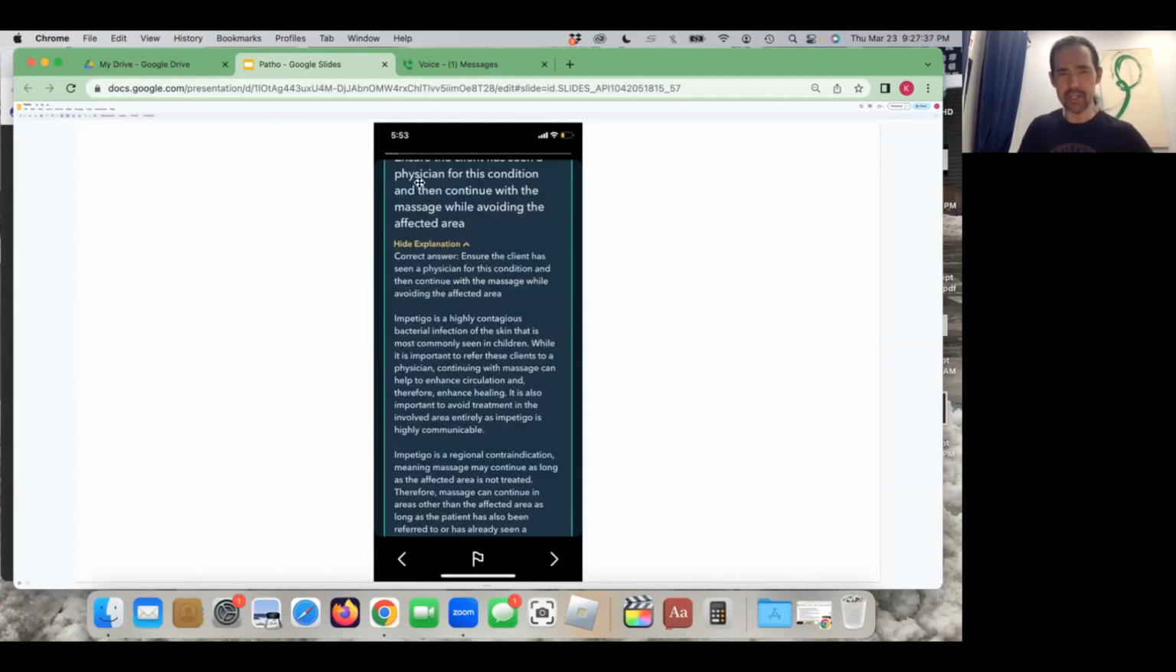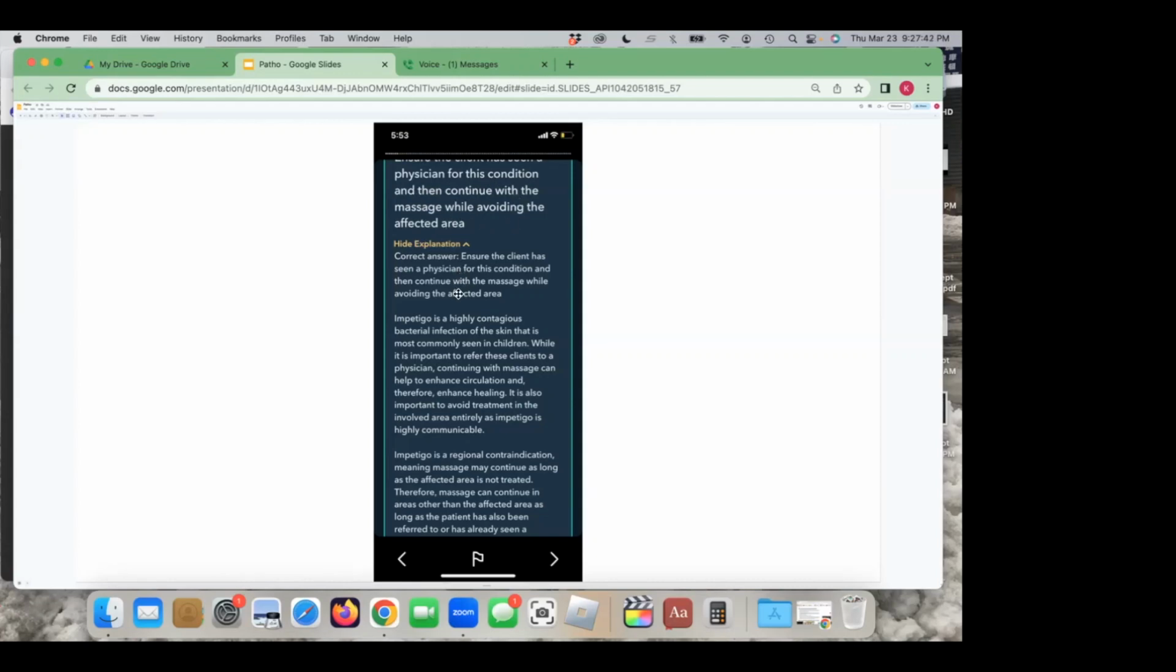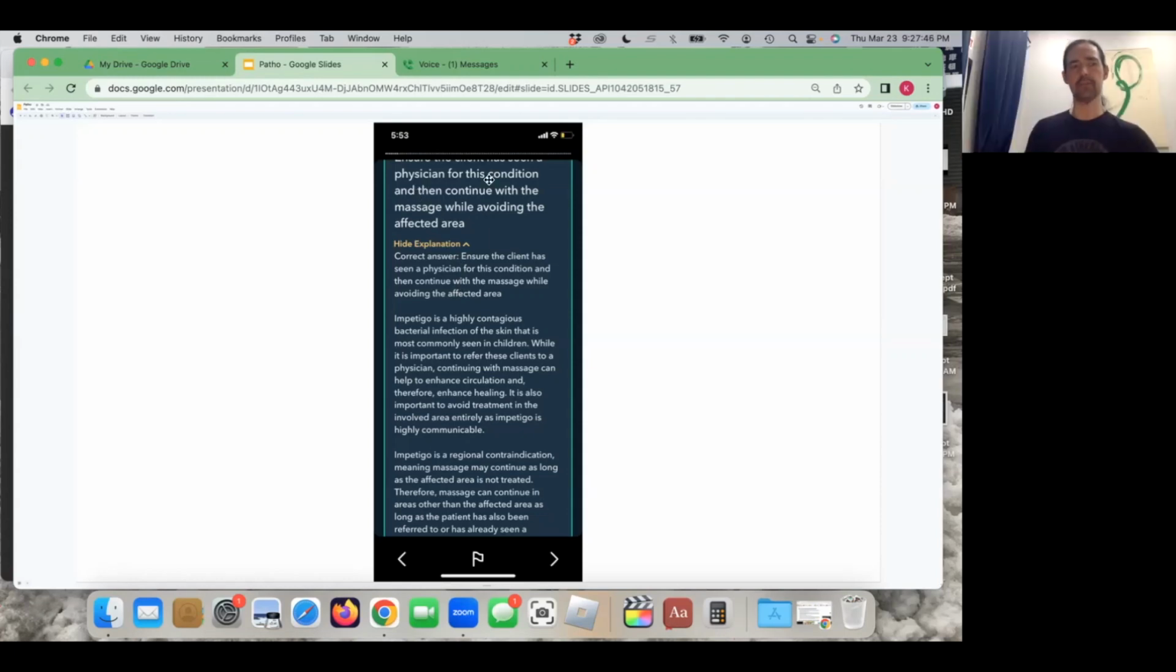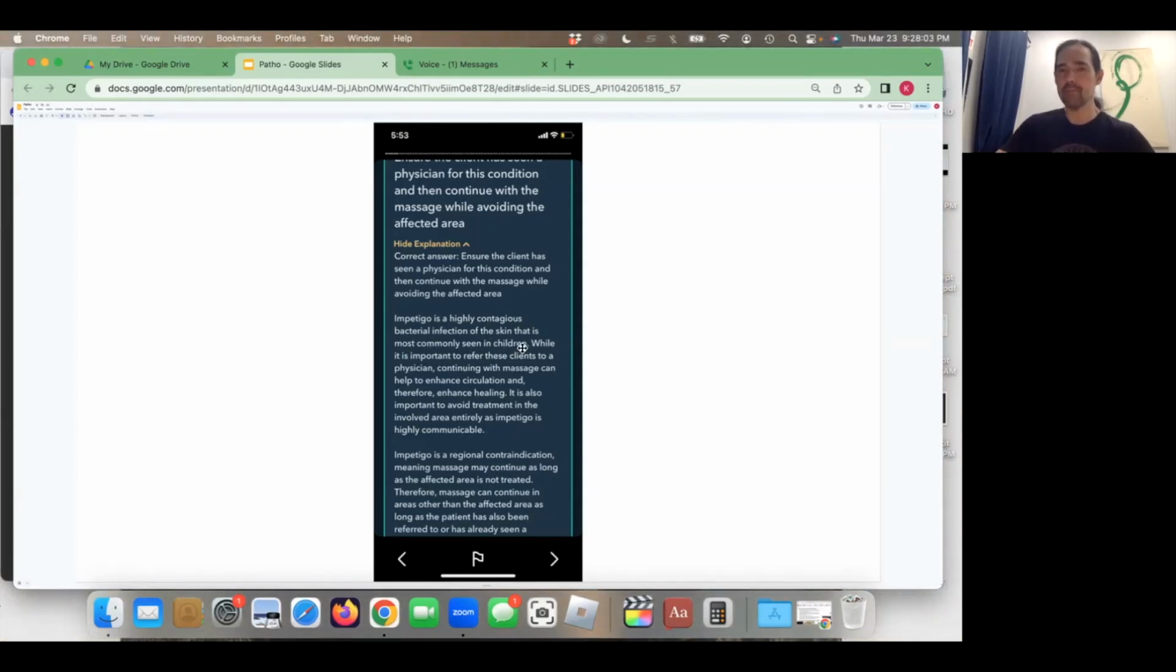ensure the client has seen a physician for this condition and then continue with the massage while avoiding the affected area. So you have to make sure that the client sees a physician because impetigo has to be treated by antibiotics. And you can continue with the massage, but you must avoid the local area, the affected area. Impetigo is highly contagious, and most commonly seen in children. My 14-year-old who thinks he's a tough kickboxer and has it all figured out just figured out he can't keep his butt cheek from getting impetigo, and I'm never going to let him forget it. So now he showers after every training session.